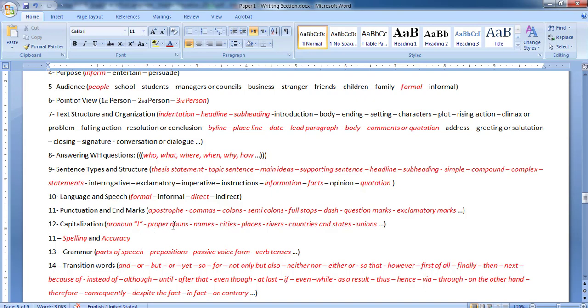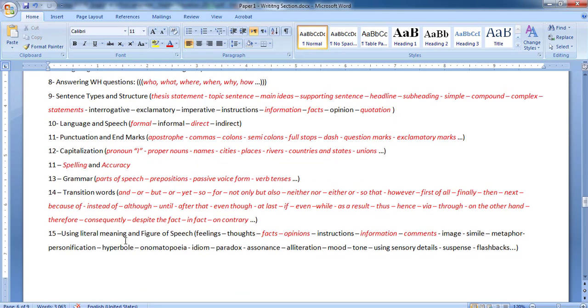Capitalization, the pronoun I always should be capitalized. Proper nouns are capitalized. Names, cities, places, rivers, countries, states, unions should be capitalized always, and also in the beginning of each line or each sentence. Spelling and accuracy, something very important. Grammar, use the parts of speech, the correct ones, the prepositions, the passive voice form if you don't know the doer, and the verb tenses. You have to put them in the correct and right order.